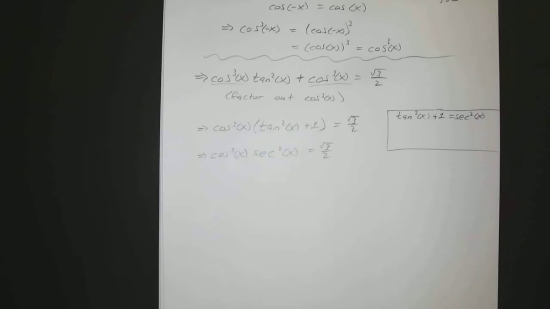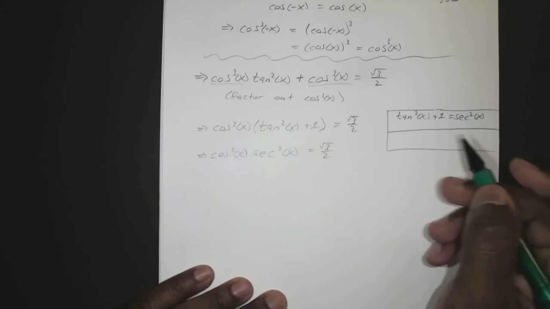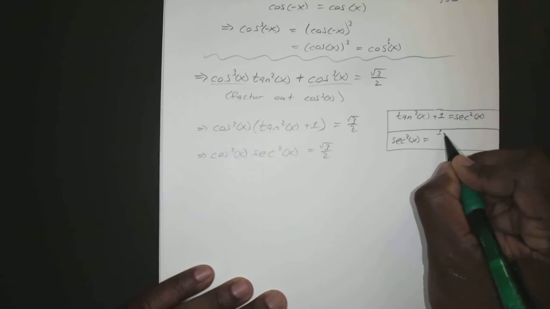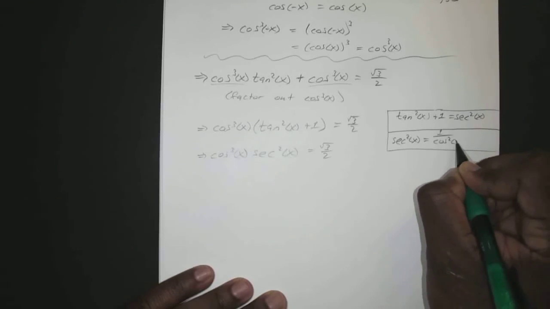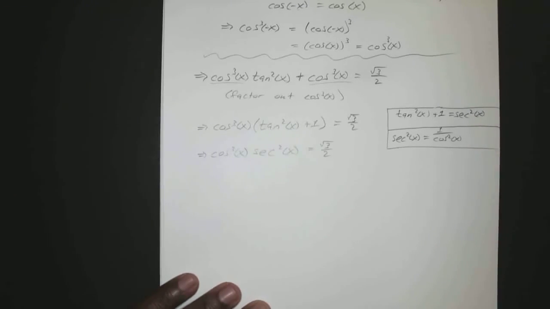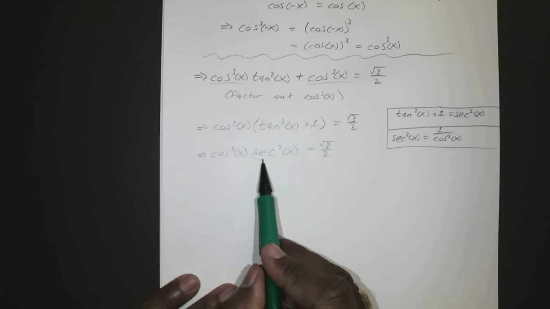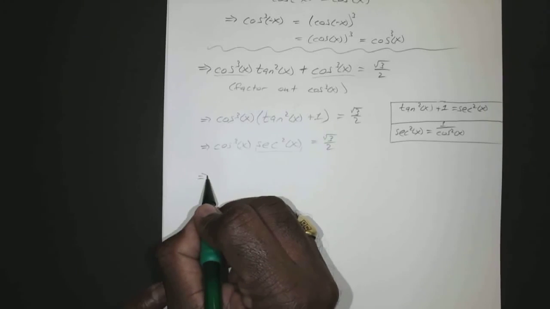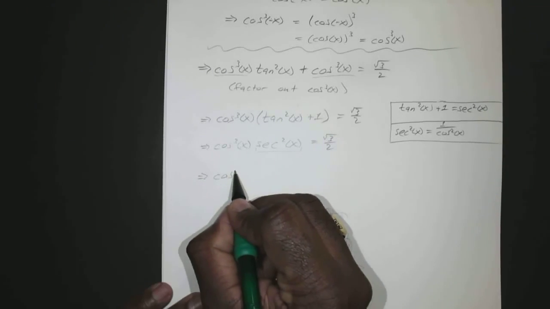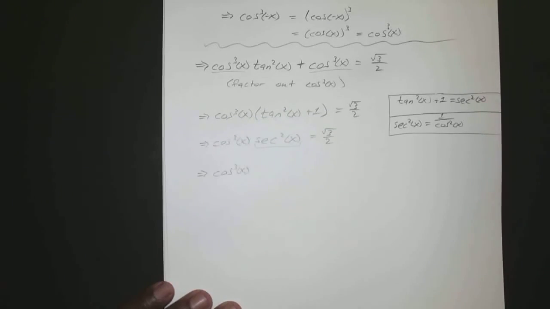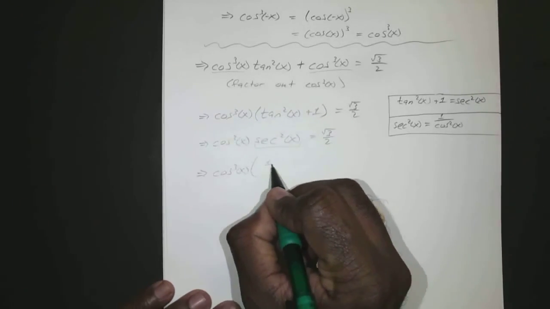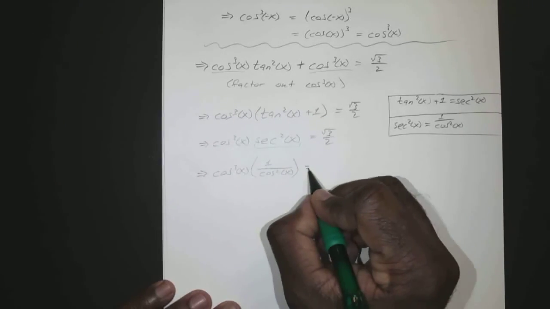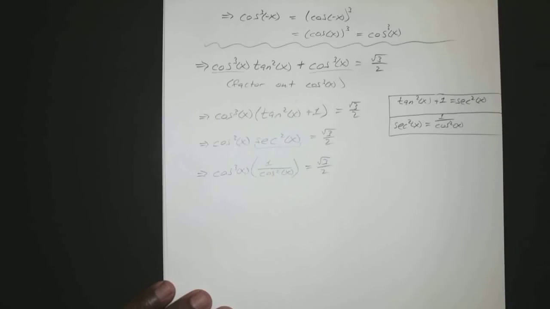Okay. Now another thing we can remember is that secant squared of x is equal to 1 over cosine squared of x. So that means this can become 1 over cosine squared of x. So you have cosine to the third of x times 1 over cosine squared of x equals square root of 3 over 2.